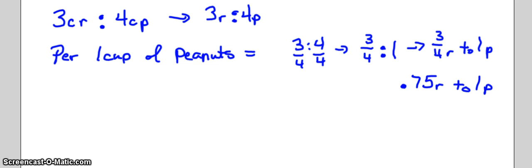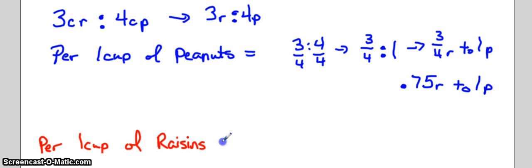We can also write it as a unit rate for raisins to peanuts by going the other way. So if we do per 1 cup of raisins, now again, most unit rates go with the second number as the 1. So if we go per 1 cup of raisins, let's do this again. 3 cups of raisins to 4 cups of peanuts.